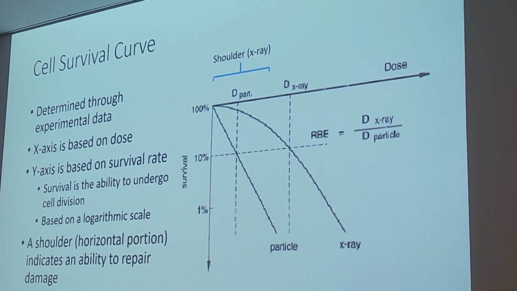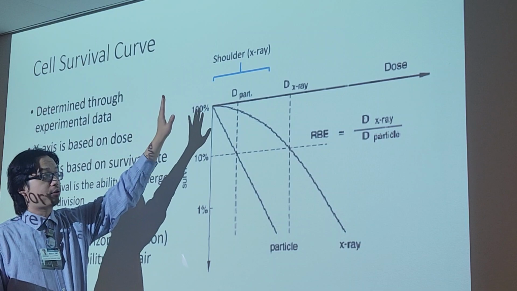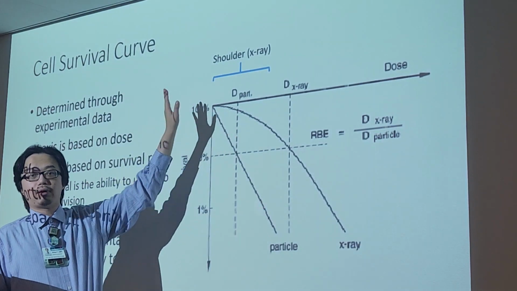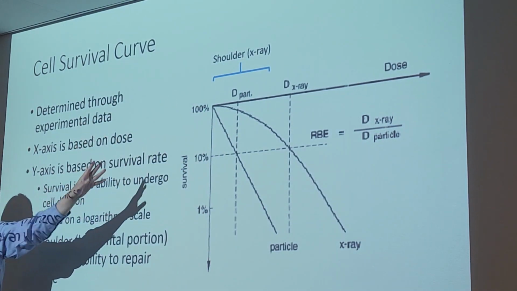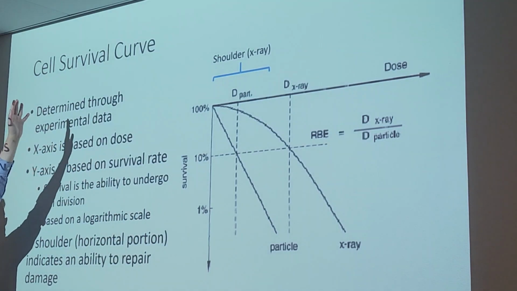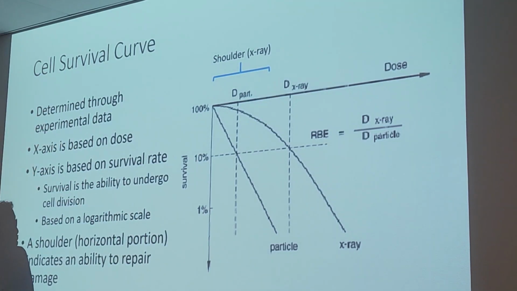Okay. And so that brings us to the cell survival curve. This graph is important because this graph shows you the difference between low LET versus high LET radiation and how those radiation types have an effect on the body. So this information was determined through experimental data, right? We collected data, we did experiments with animals. This is what we got.